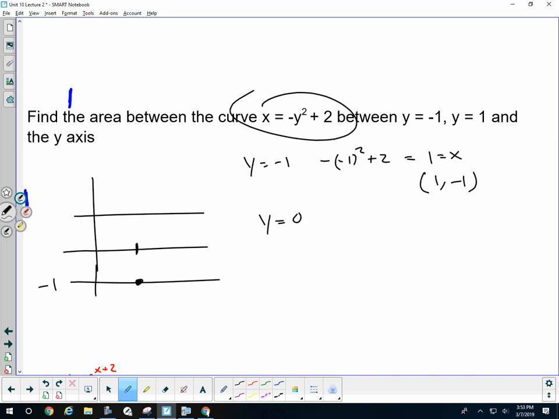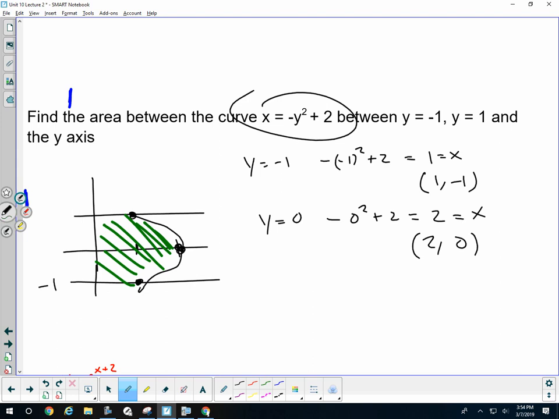I look at 0. I'd get 0 squared plus 2. That would be 2. 2 would be your x coordinate. So then you have to flip-flop them and say, okay, I have the point 2, 0. See how that works? You can do the same thing for 1, and you'd get 1, 1. Ends up not being a function, but that's okay. This would be the region. What you'll find is that you didn't even need the sketch. You just needed the integral from -1 to 1 of -y squared plus 2. There's no right or left. There's just the one function.